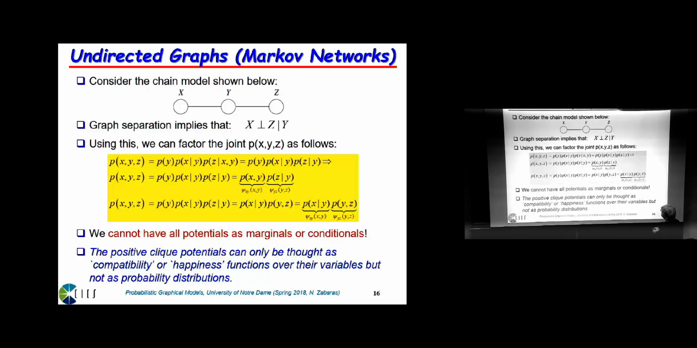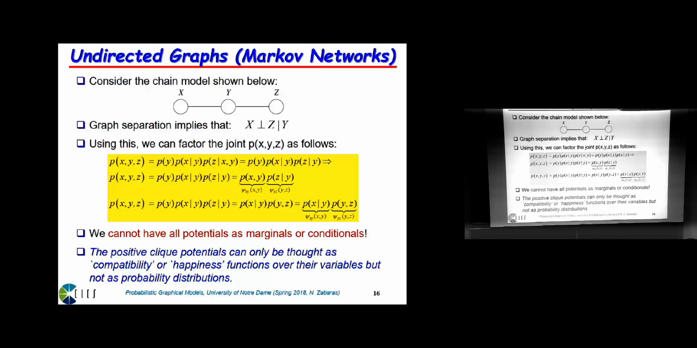Interestingly, note there is no way in general to write this. I mean, this is a trivial example, but you cannot factorize this distribution in terms of, let's say, conditional distributions alone or joint distributions alone. It's just not going to happen, all right? So in this case, you get one joint distribution as one potential, and a conditional as the other potential.